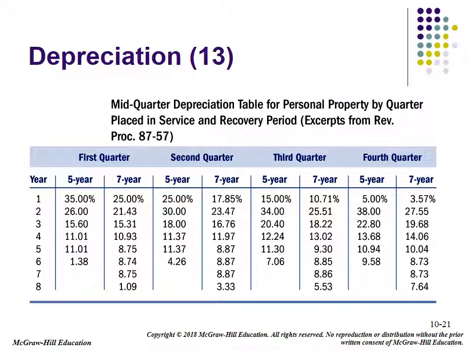0.0357, and I'm getting $24.99. So you can see here that the depreciation is dramatically different between half year and mid-quarter convention.